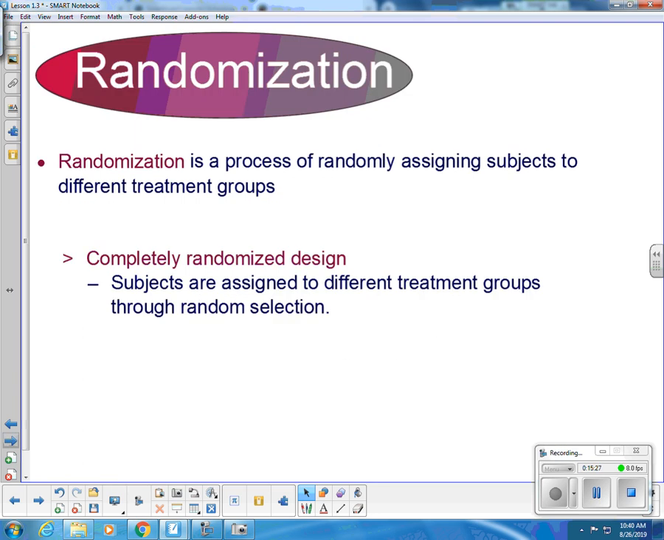Randomization is a process of randomly assigning subjects to different treatment groups. So there's lots of ways we can do this. So completely random, just through a random selection, number generator, or whatever. Okay, that's completely randomized design. So in your treatment group, you're just randomly selecting who gets the treatment.